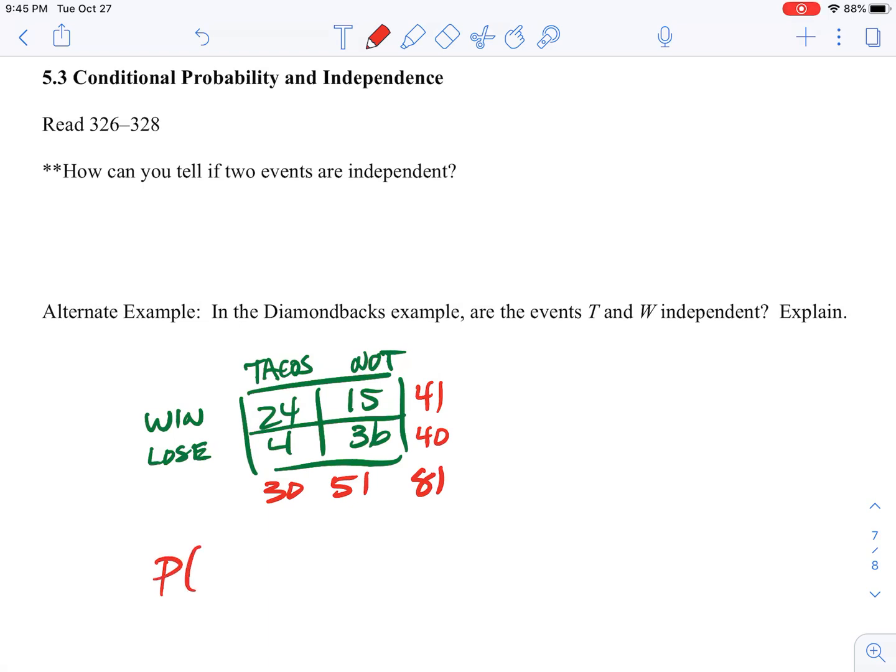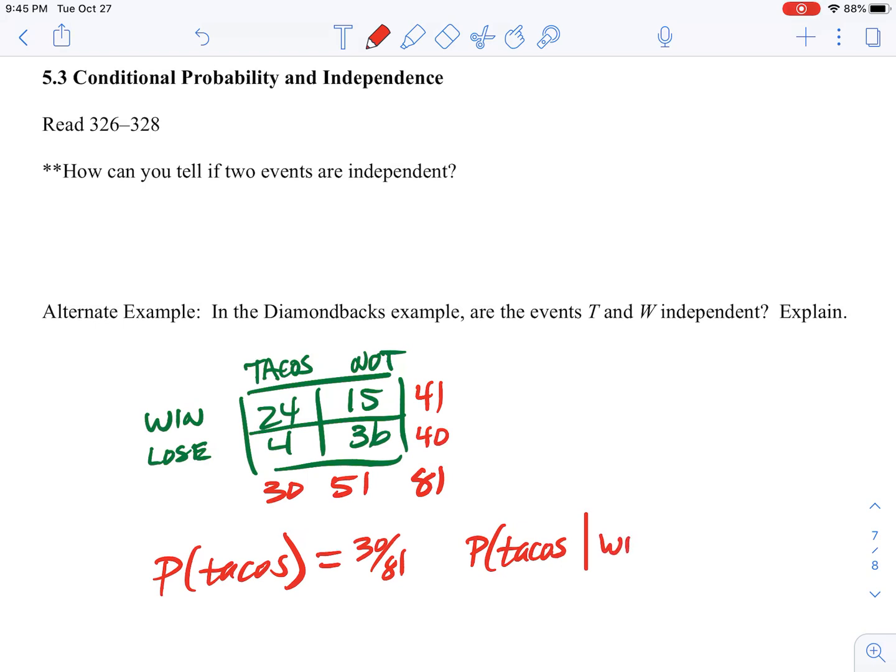I think it'd be pretty easy to figure out. What's the probability generally that you would get tacos anyway? What's the overall probability of getting tacos? Well, 30 times out of 81. That was the probability of getting free tacos. 30 out of 81 is about 3/8, so about 35, 37% of the time, something like that.